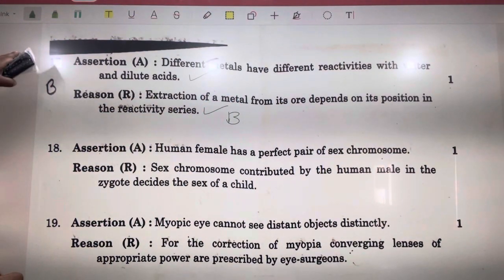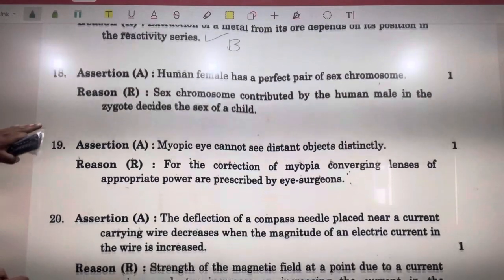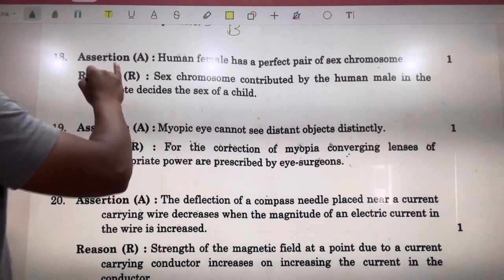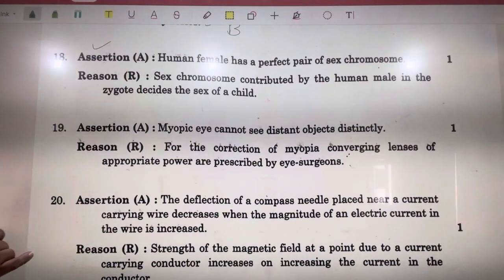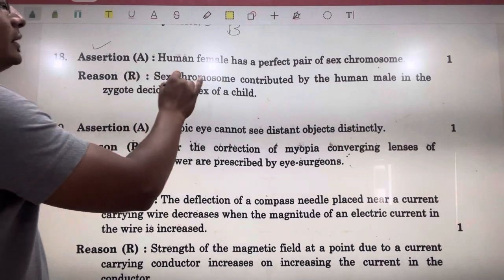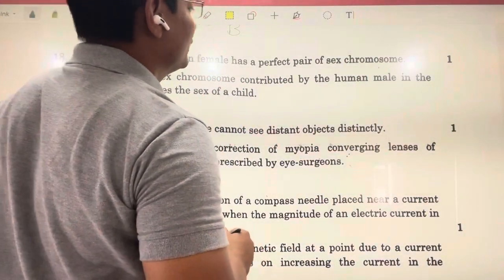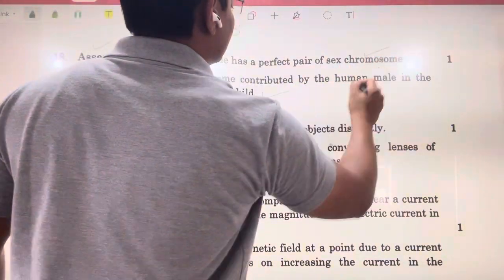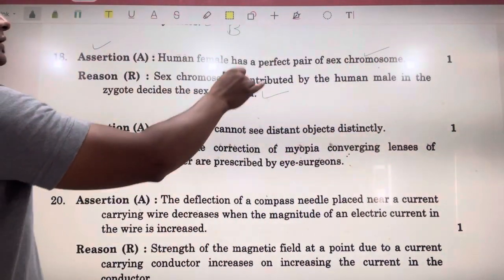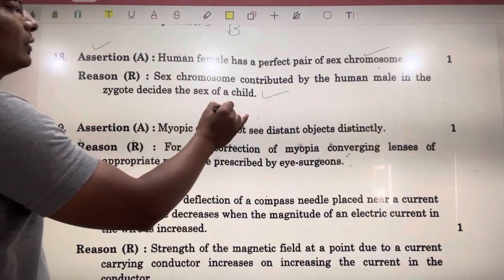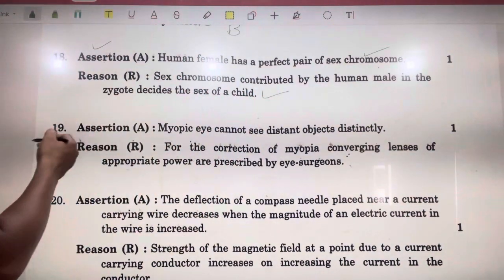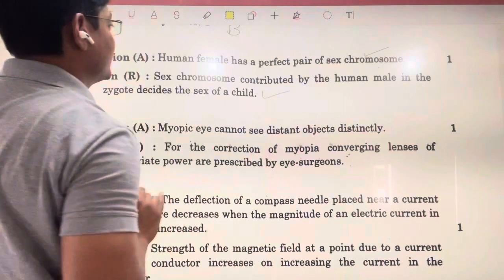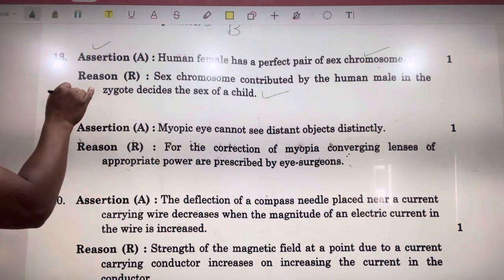Then the 18th question: a human female has a perfect pair of sex chromosomes, 23 pairs, so that is correct. Then the reason: sex chromosomes contributed by the human male in the zygote decide the sex of the child, which is also true. But is the reason necessary for A to be true? No, the first statement does not need this reason to be true. Therefore again this is option B.